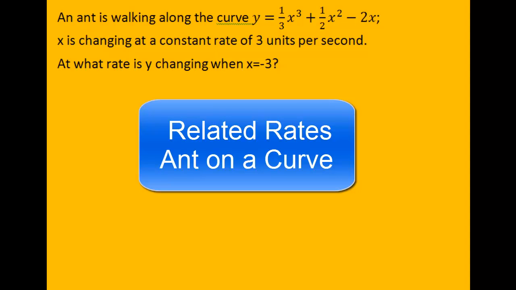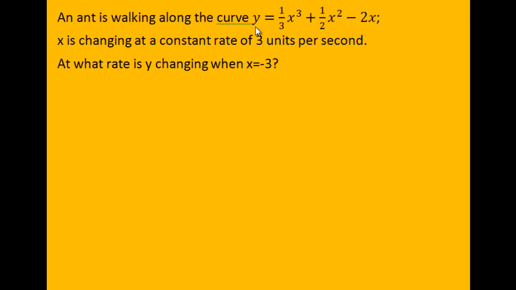All right, so we're going to be looking at related rates again, this time by solving this problem. We have an ant walking along a curve, y equals 1/3 x cubed plus 1/2 x squared minus 2x, with x changing at a constant rate of 3 units per second. We want to know how fast is y changing when x is negative 3.